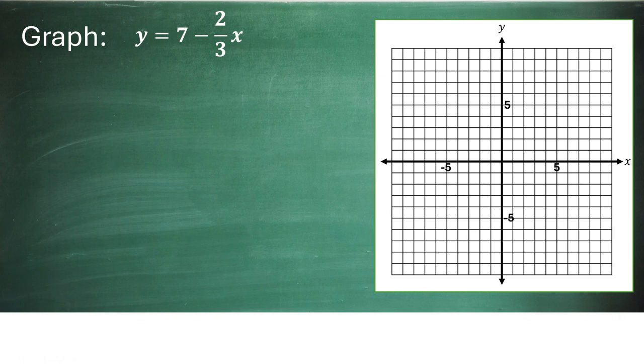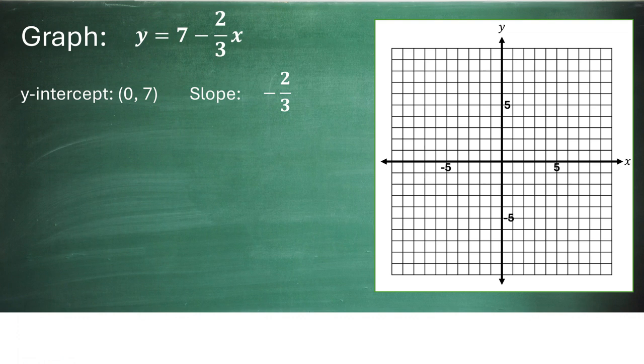Our equation is y equals 7 minus 2/3 x. So we know two things right away. We know the y-intercept is (0, 7), and we know the slope is negative 2/3. Quick reminder, the slope is always the number multiplied by our variable x.